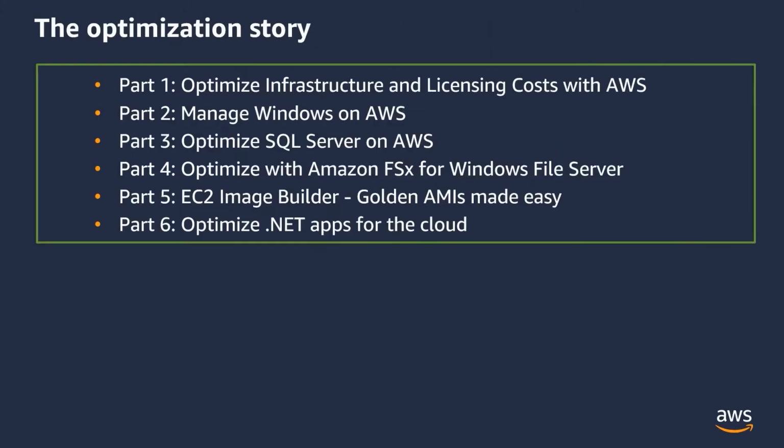Here are the videos in this 6-part series, individually broken up to cover different areas of interest. We will start with part 1, learning how AFDS was able to optimize their licensing costs.